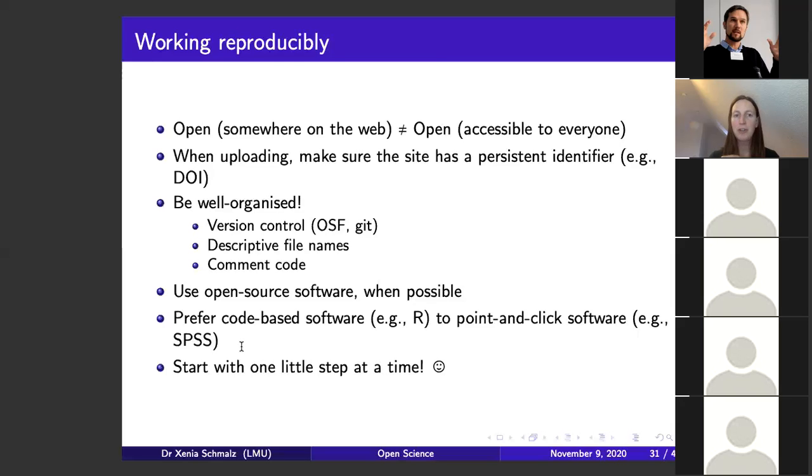With working reproducibly, there are a lot of things that you can do. A lot of the things that I mentioned on this slide already require quite a lot of technical skills. So it might come off as a bit intimidating, but I think a really good approach is to start with one small step at a time. You don't have to drop everything that you are doing to learn Git, version control in Git, and programming in R. But if you can take one small step at a time, maybe try out one of the things this week, another thing next week, then eventually you will get there, and any little step is already very, very helpful to the open science spirit.